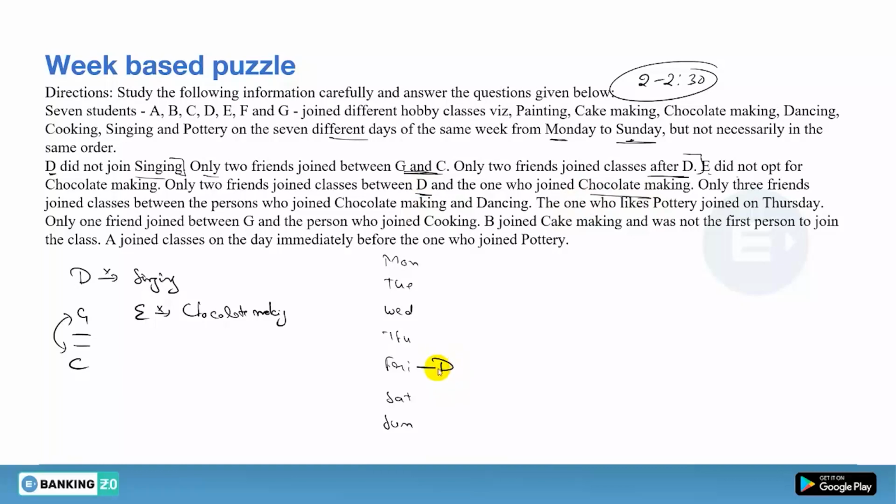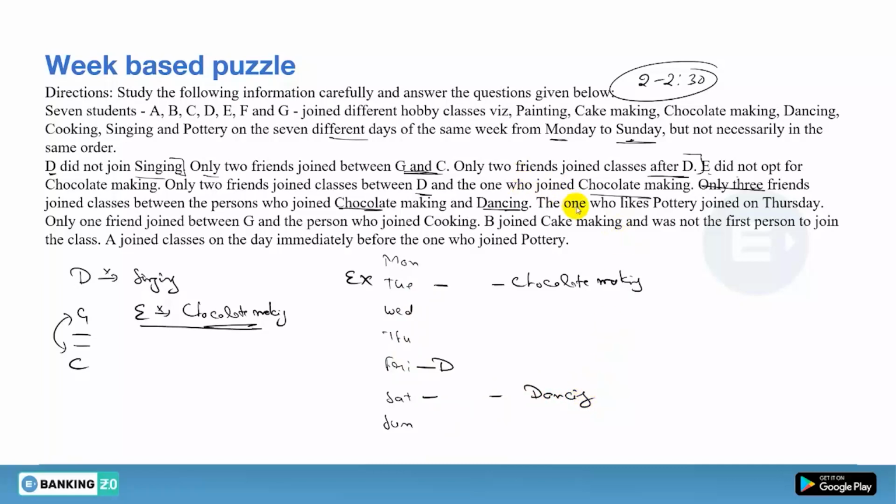So if D is on Friday, can chocolate making be after Friday? No, because there are only 2 days or 2 persons after D, but we need 2 persons between D and chocolate making. So it must be before. So leaving 2, on Tuesday must be the person who joins chocolate making, but it can't be E, that is for sure. Next, only 3 friends join classes between the person who joined chocolate making and dancing. So if chocolate making is on Tuesday, dancing can't be before. So 1, 2, 3, dancing must be on Saturday.